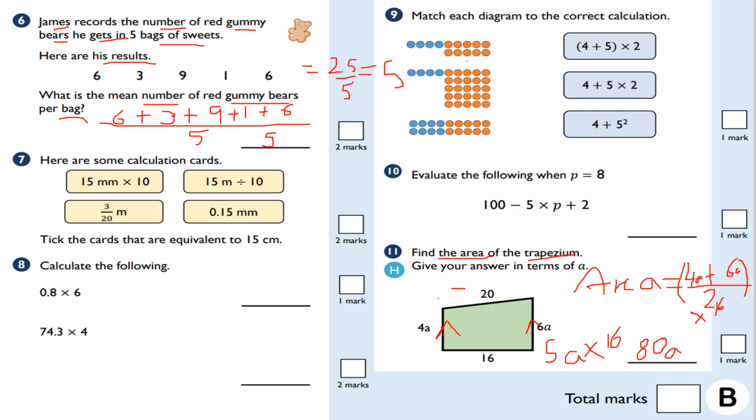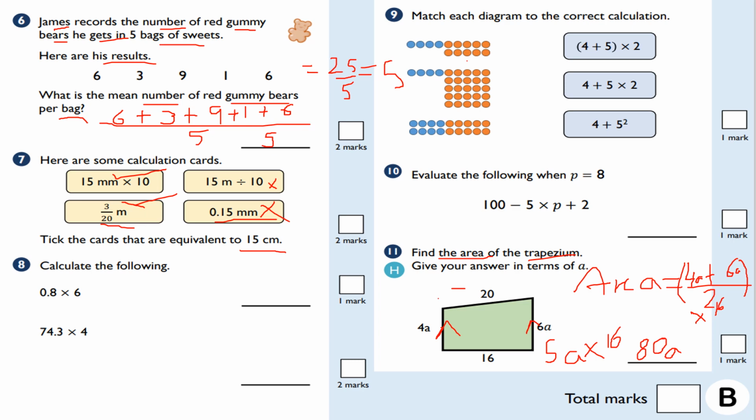Question number 7, here are some calculation cards. 15 millimeters times 10, 50 meters divided by 10, 3/20ths of a meter, and 0.5 millimeters. Tick the cards that are equivalent to 15 centimeters. So that will be equal to 0.15 meters, so it'll be this one here. It's also equal to this one here because it's 150 millimeters. It's not equal to that, and it's not equal to that.